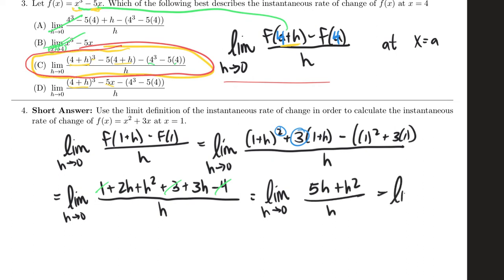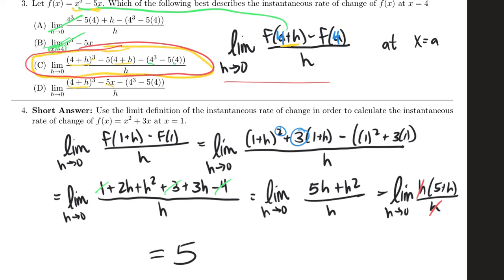That allows me to factor out an h, which means I can cancel that h, and as soon as you cancel that h on the bottom, you plug in h equals 0, and you get 5.